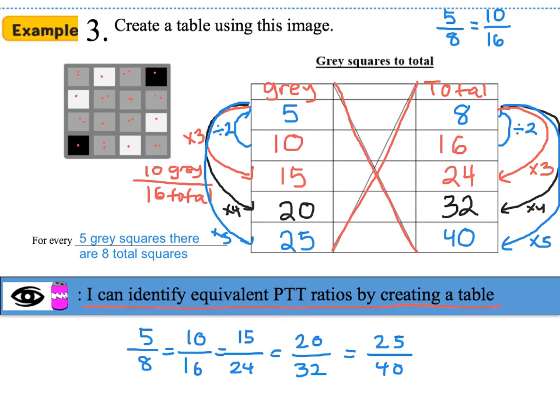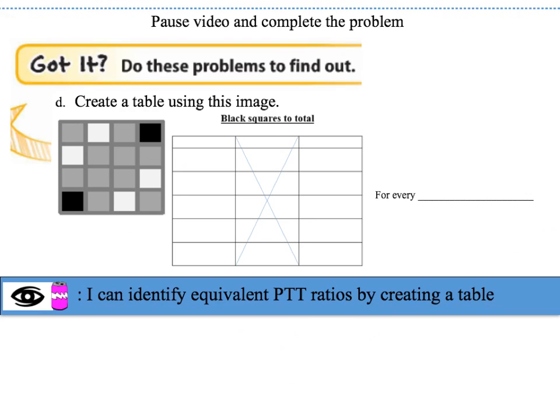The last step that I did was I wrote out all the ratios that I was able to draw from the table. So 5 over 8 is equal to 10 over 16, which is the same as 15 over 24, which is the same as 20 over 32, which is the same as 25 over 40. So those are all equivalent ratios. So go ahead and pause the video and complete the got it problem, and we will discuss the answers in class tomorrow. Please be sure to draw the graph so that you can support your answer.